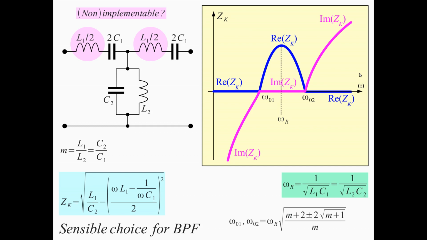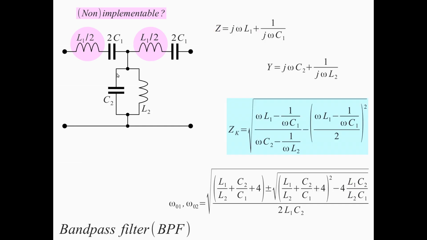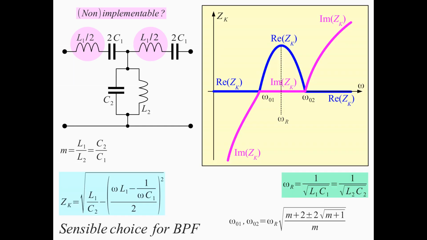So we make a sensible choice so that the inductors and the capacitors are in the same ratio. If this is true, then the resonant frequency of this tuned circuit, the serial resonance, will be identical to the parallel resonance here, and formulas simplify very much. From the complicated formulas here, we get to the simple formulas over here. We can very much simplify the formula for the characteristic impedance. We can also very much simplify the formula for the two critical frequencies where the characteristic impedance becomes equal to 0. We have the passband in between.